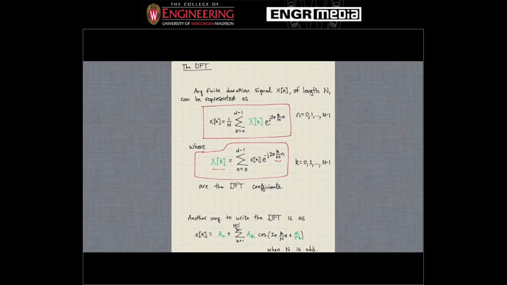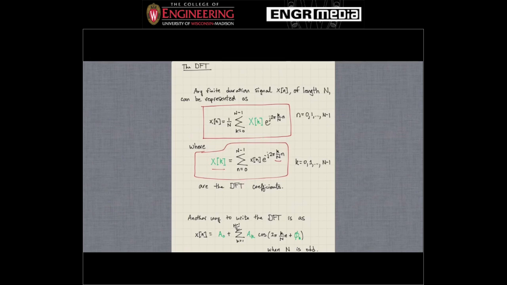These capital X of k, or uppercase X of k, are called the DFT coefficients. So if we were asked to find the DFT of a signal x of n, we would just compute these X of k's. What we're going to do in this lecture is talk more about how we can relate these back to the Fourier series, which we saw for continuous time signals. We can look at these basic sinusoidal building blocks and interpret things that way, and this will allow us to draw the spectrum of any discrete time signal x of n.